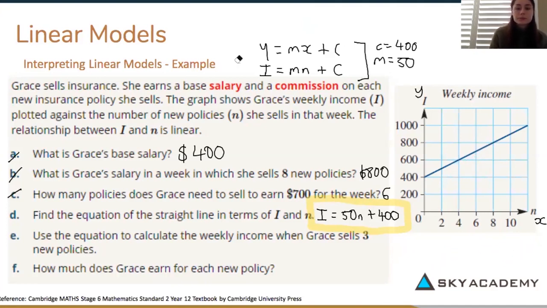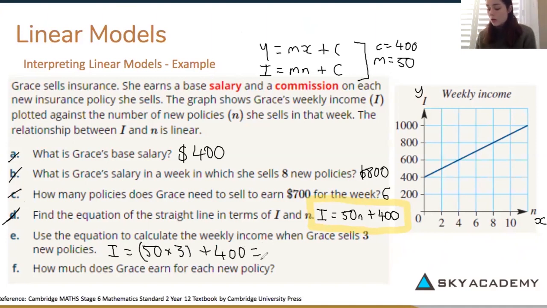E. Use the equation to calculate the weekly income when Grace sells 3 new policies. So the income is going to equal 50 times 3, because that's how many policies she's selling, plus 400. So put that into your calculator. 50 times 3 plus 400 is going to equal 550.